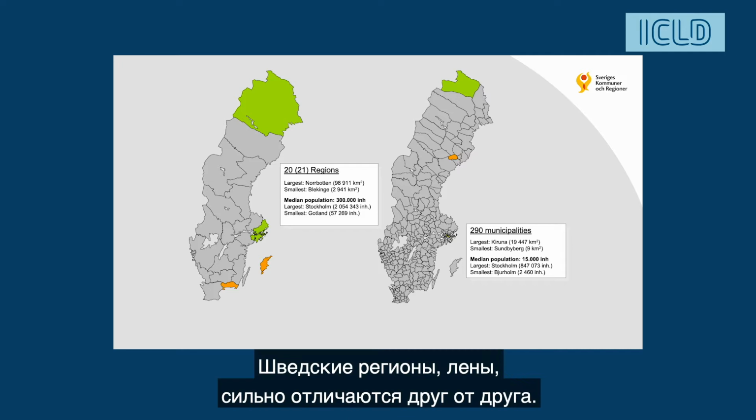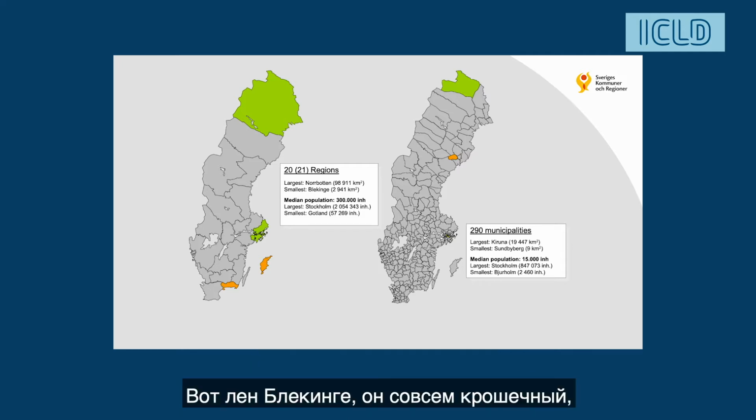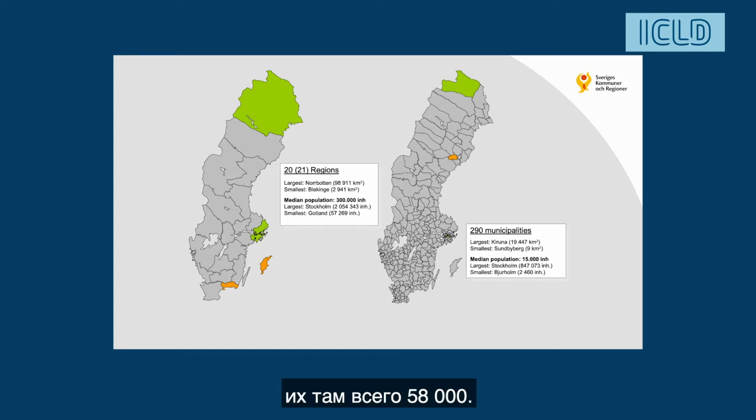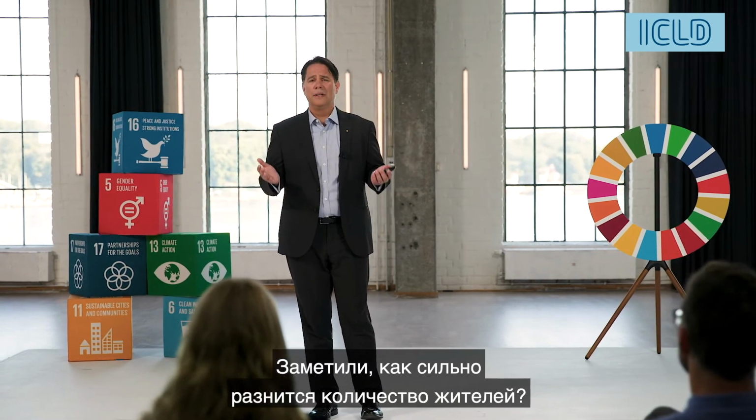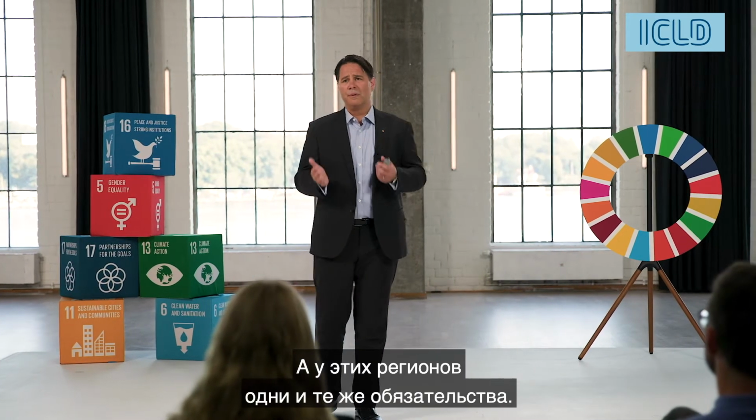There you see a vast variety. You have Blekinge, which is the smallest one in size, but then you have Gotland, which is the smallest one in population with only 58,000 inhabitants. And you have Stockholm, which has nearly 2 million inhabitants. So you see the variation from 58,000 to 2 million with the same tasks, with the same responsibilities.